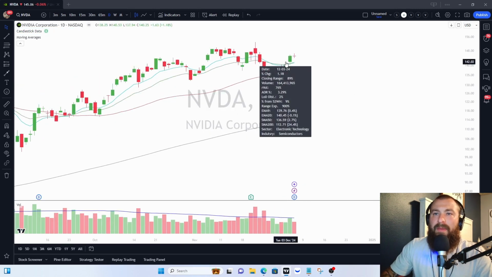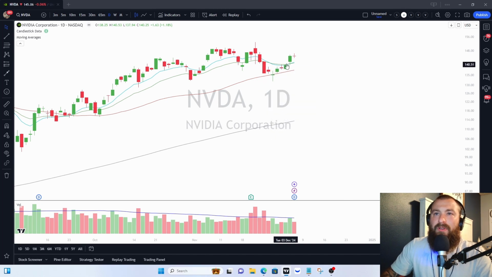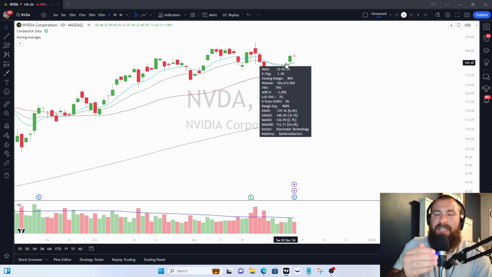One point I would like to make, the range expansion, you can see here, is 900%. That is not measuring the range of the high and the low like the ADR is measured. The average daily range is measured the high and the low across the 20 days. For range expansion, it's only measuring the body, so the open and the close of the candle.